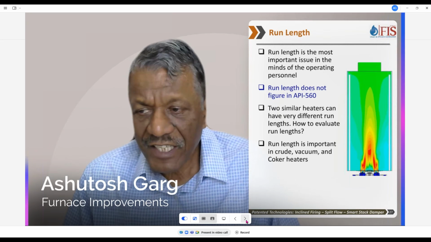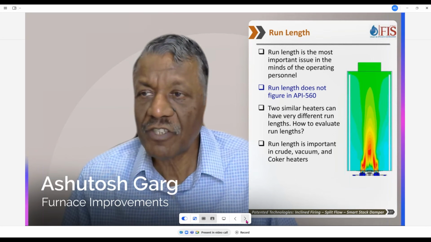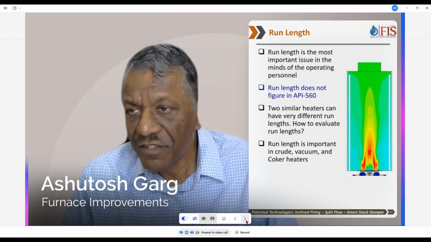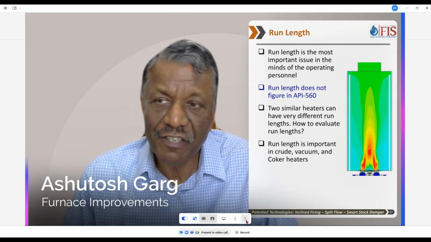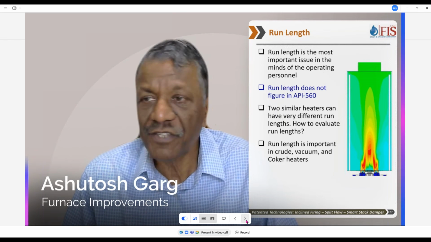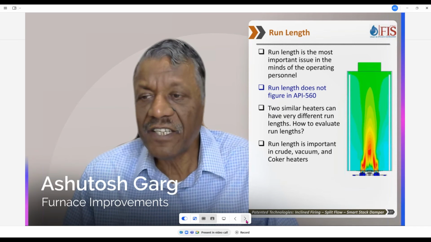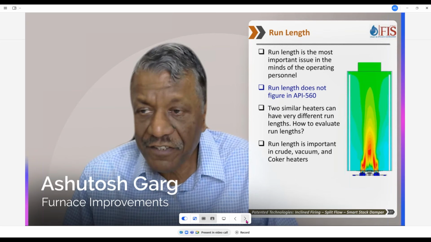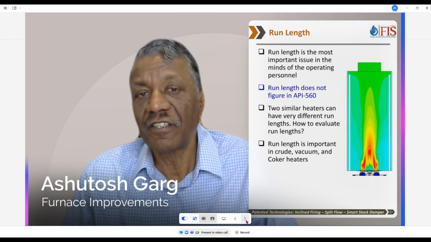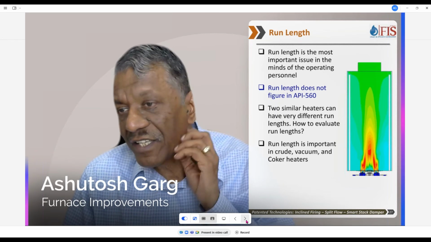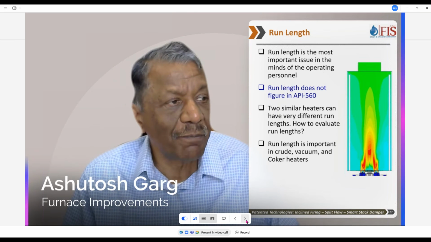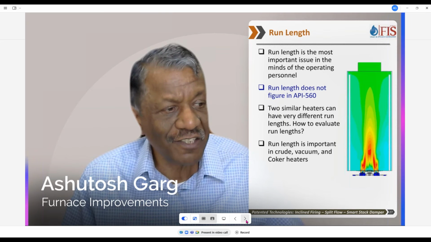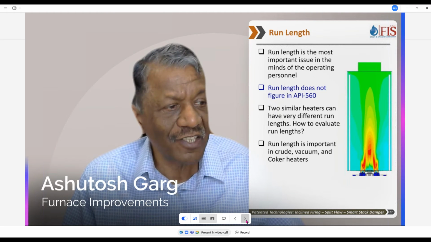So I feel that API 560 should talk about run lengths, should maybe specify some sort of minimum run length, could be 3 years, could be 5 years for different services based on the experience, so that vendors get guidance and also the clients know what they can expect, and how they can increase the run length. I feel it's a very important parameter, especially because we keep on fixing heaters day in, day out, and we see run length is a big problem.